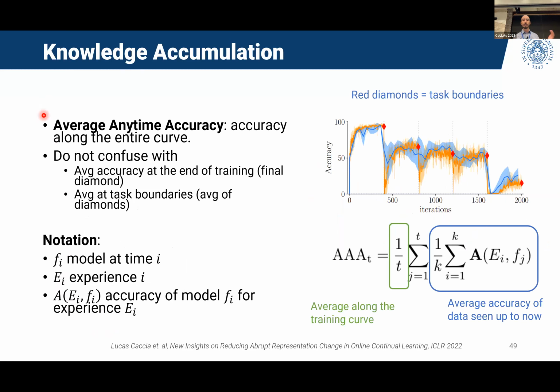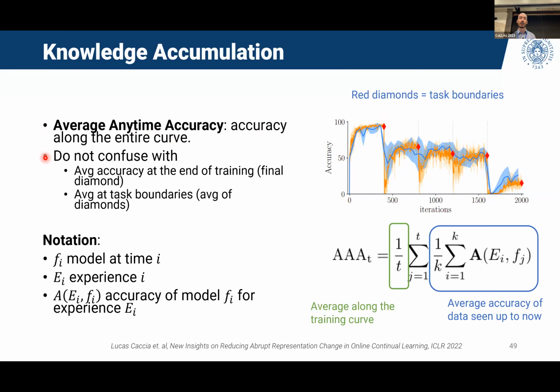OK, so how do we measure knowledge accumulation? We can just take the average anytime accuracy, so the accuracy along the entire curve. Like the curve here that I use in this and the next slide is basically the accuracy on a single task, this orange curve, where the red diamonds are the task boundaries. So in a class incremental setting, it is when the new classes are introduced, right? So to measure knowledge accumulation, accuracy along the entire curve.